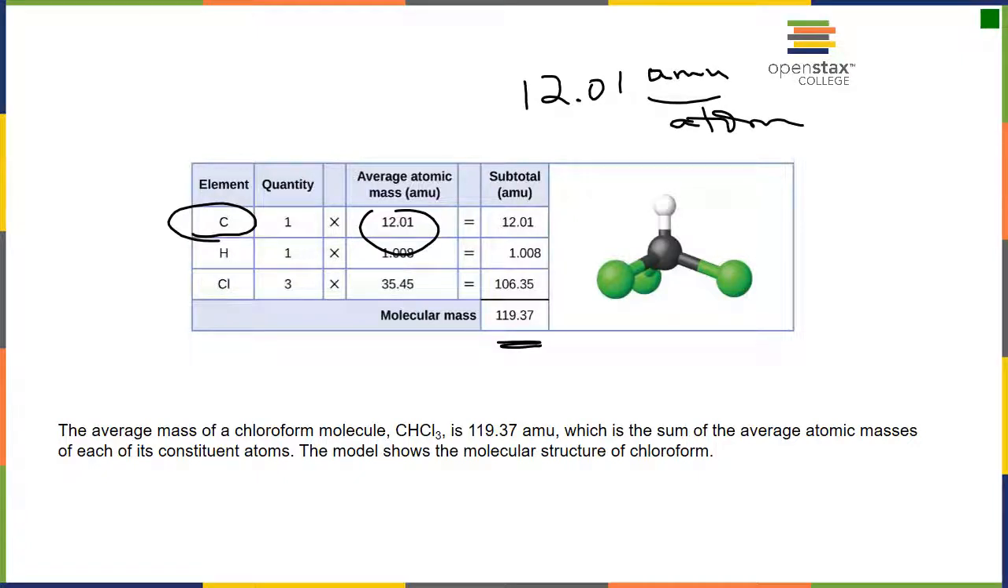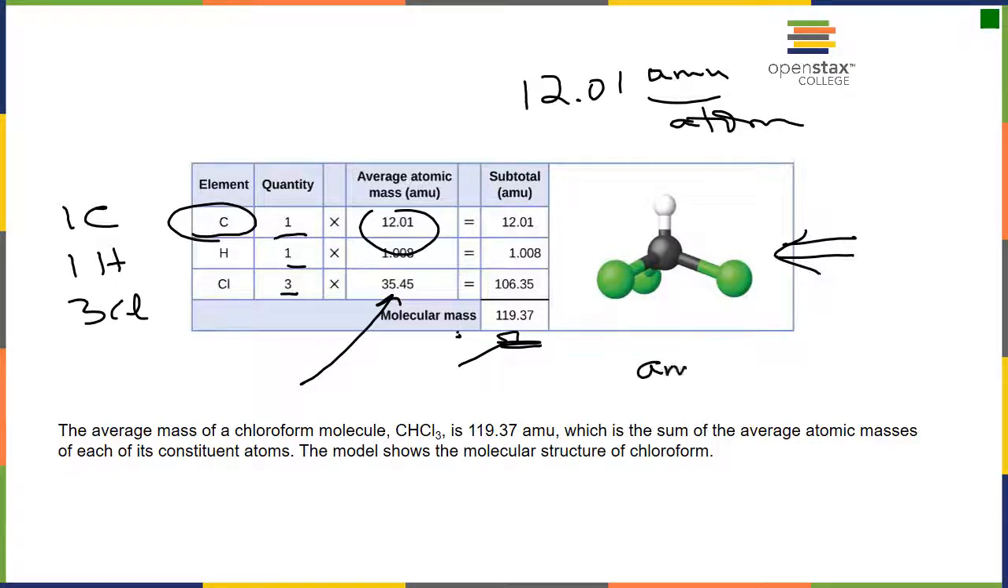And if we want to know what the mass of one molecule of, for example, here, chloroform, CHCl3, we realize it's made up of 1 carbon, 1 hydrogen, and 3 chlorines. And we're going to go to the periodic table. We're going to find the average atomic mass in AMUs per atom and multiply by the quantity that we have and add them up. And we will get the mass of the molecule, and we would have this mass here in AMUs per molecule.